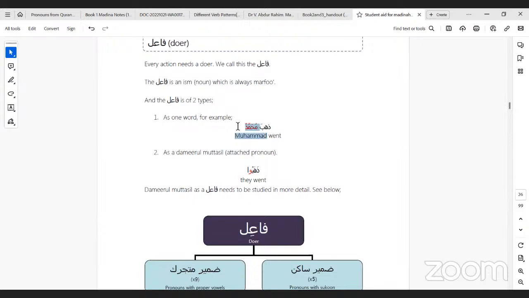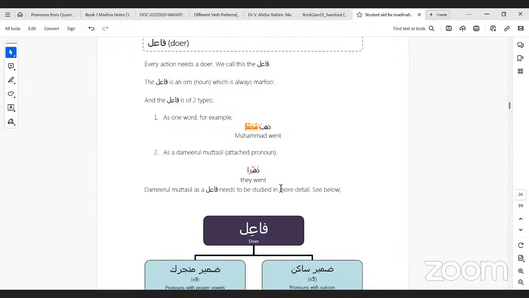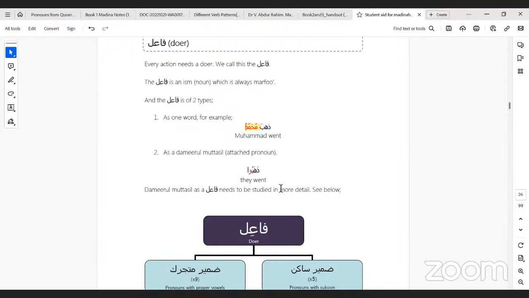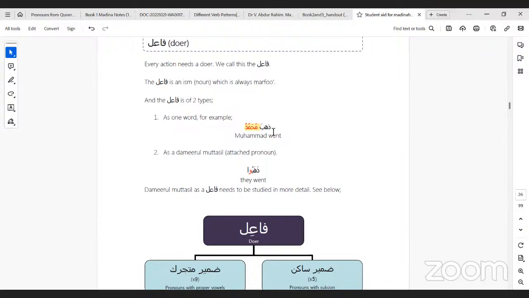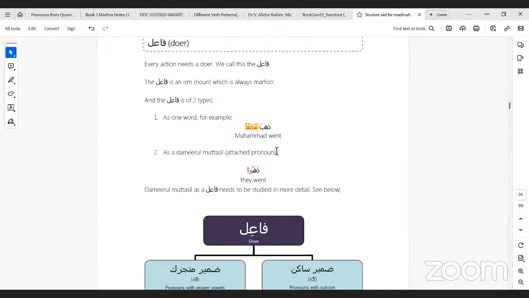And sometimes the name Muhammad may not be there. Then Dhahaba by itself will not be Muhammad went, it will be Dhahaba, he went. Only Dhahaba. At the moment, Dhahaba Muhammad, Muhammad went. But when Muhammad's name is not there, then as every verb has a doer, there's a pronoun hidden in Dhahaba, which is huwa, used as the doer of the verb. So you say Dhahaba, meaning he went.